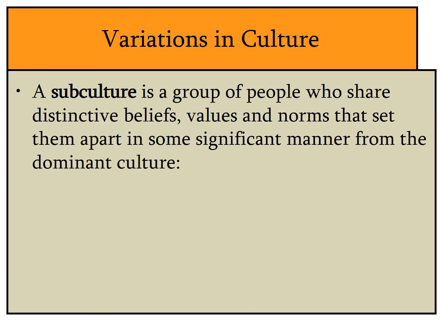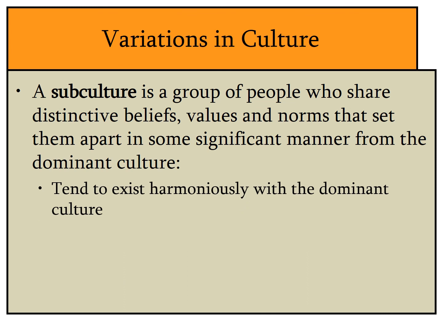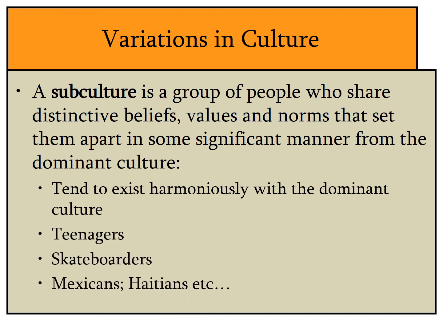Now, a subculture is a group of people who share distinct values and belief systems that set them apart in very significant ways from members of the dominant culture. One of the things that I want you to remember about a subculture is that subcultures tend to exist harmoniously with members of the dominant culture. There are many examples of subcultures: teenagers, skateboarders, the different immigrant groups that we have in this country, Mexicans, Jamaicans, Haitians. All of these would be examples of subcultures, because again, they have their own belief systems. So for example, if you're Mexican, you may have certain beliefs that are different from the average American, but these groups exist harmoniously with members of the dominant culture.